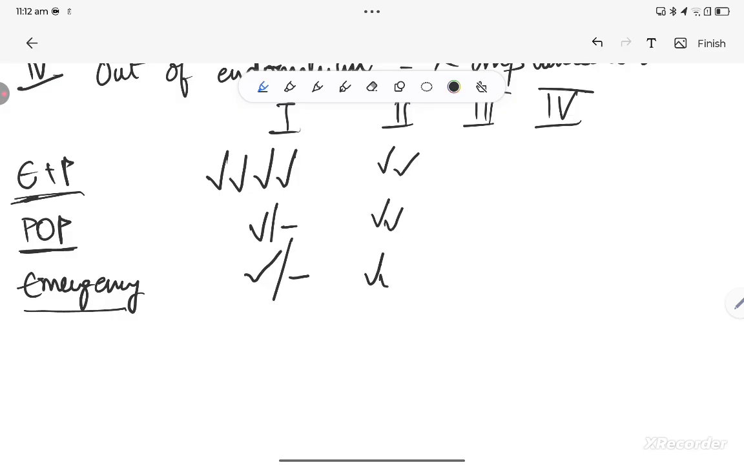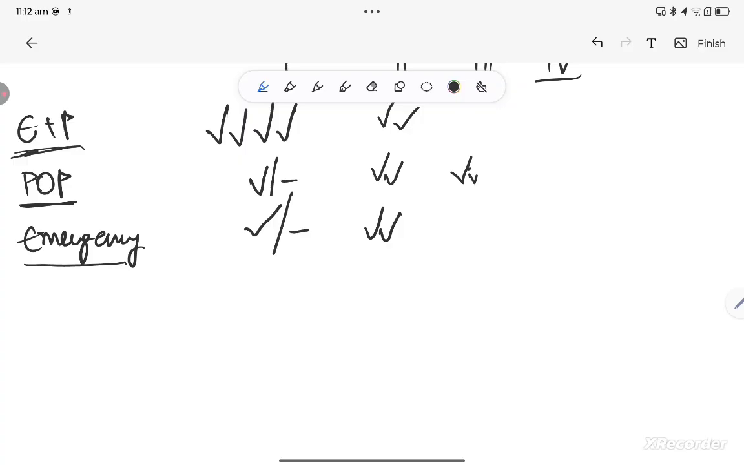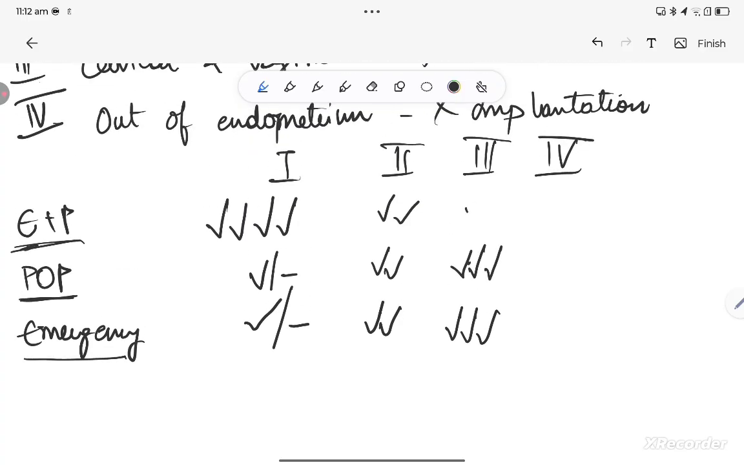In the same way, cervical and vaginal hostile epithelium is the most important action in these. Clear? Whereas this plays a role, but this is most important with respect to this. Implantation, out of phase endometrium is the most important mode of action for your emergency contraceptive pills.